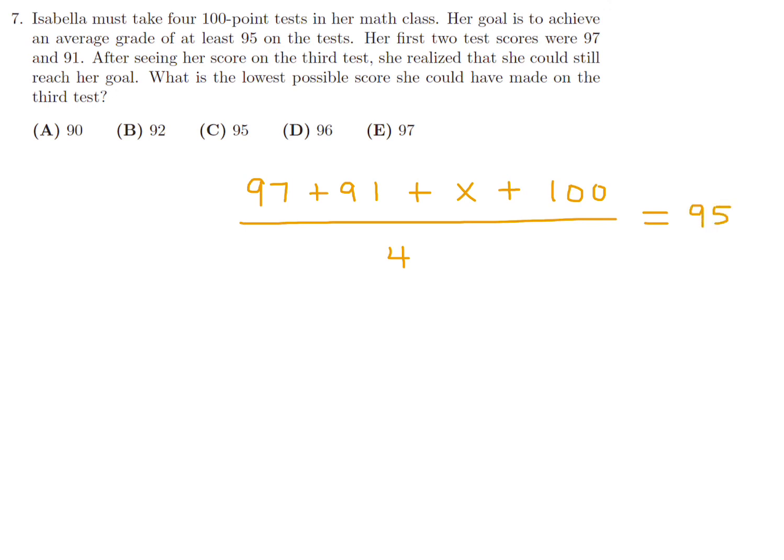So this is the algebra we have to do. 97 plus 91 plus x plus 100, so that's 288 plus x, is equal to 4 times 95, which is 380. So x is equal to 380 minus 288, and that is x equals 92. So number 7, the answer is B.